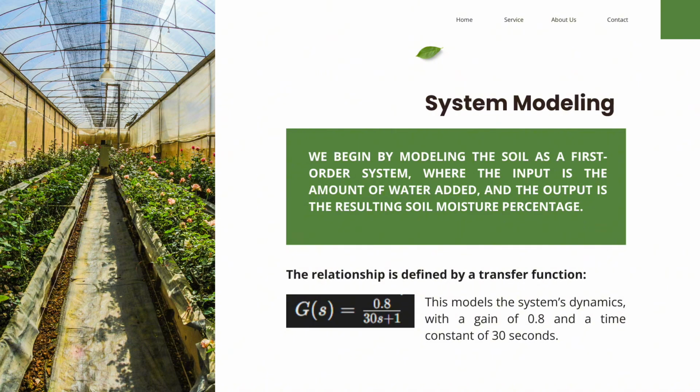We begin by modeling the soil as a first-order system, where the input is the amount of water added, and the output is the resulting soil moisture percentage. The relationship is defined by a transfer function G(s) equals 0.8 divided by 30s plus 1. This models the system's dynamics with a gain of 0.8 and a time constant of 30 seconds.